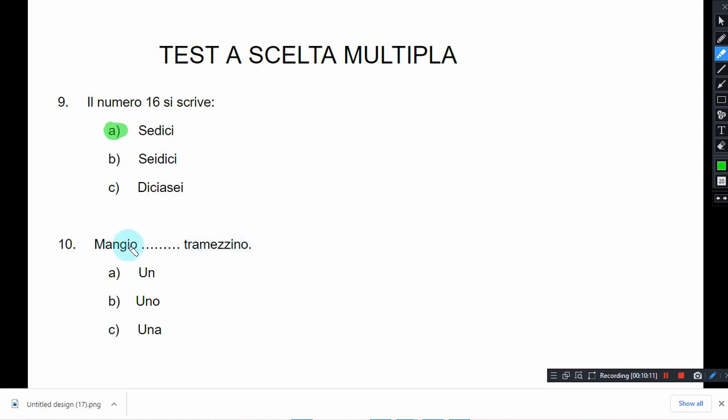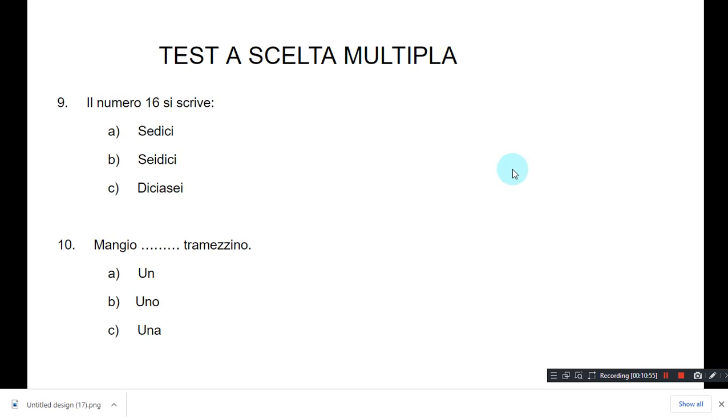10. Mangio, blank, tramezzino. Mangio. The verb is mangiare, to eat. I eat blank tramezzino. It's a type of sandwich in triangle form. So, mangio un tramezzino, uno tramezzino oppure una tramezzino. When we look at the final letter of the word, we see that it's a masculine noun, and it's also singular. So we should choose this one, un tramezzino. Okay, well, let's continue.